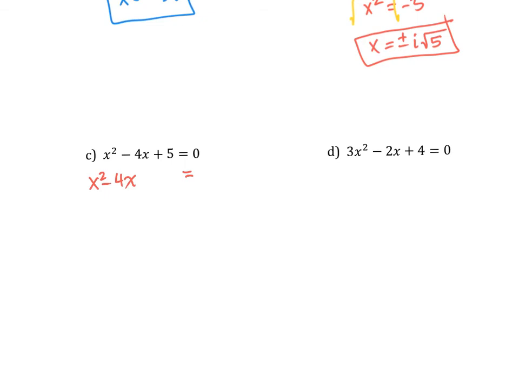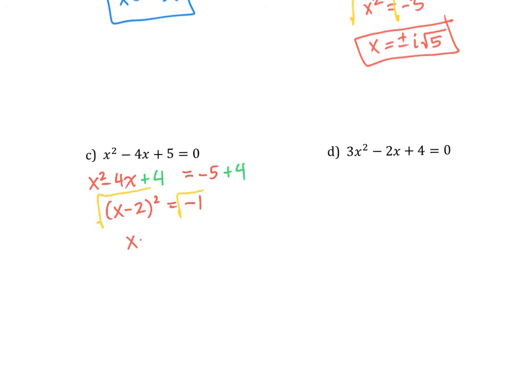So I'm going to move the 5 to the other side. Okay, then I'm going to go ahead and complete the square. I think most of you learned to divide b by 2, which is negative 2. Negative 2 squared is positive 4. To add it to the left, add it to the right. Okay, this should be a perfect square now. Equals negative 1. Okay, now I can solve using square root.